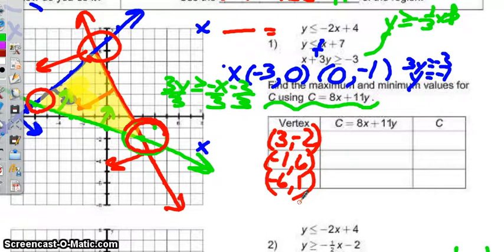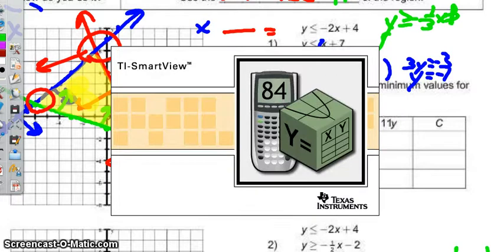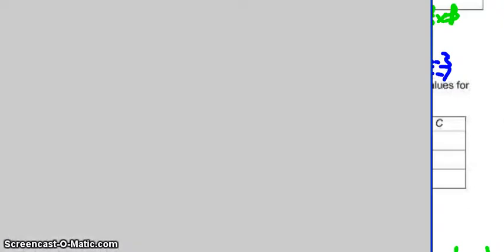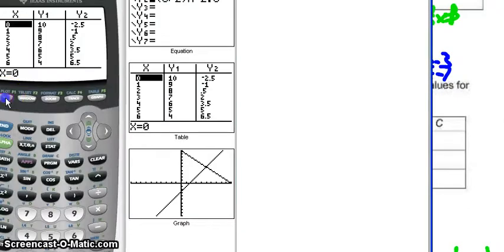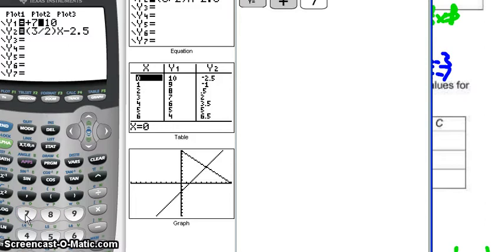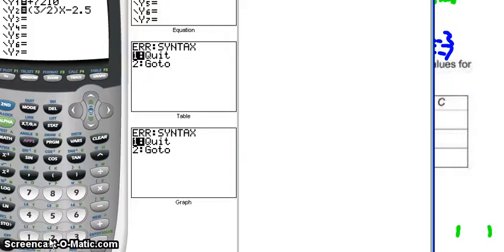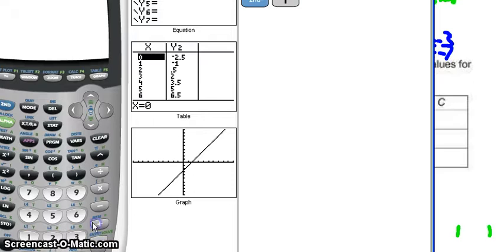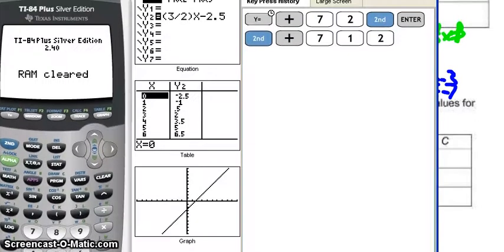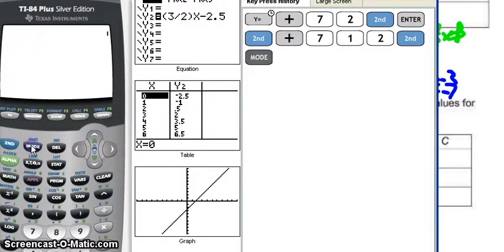So in my calculator, everybody turn your calculator on. I'm going to show you a little trick on the calculator. You are going to take your points. Come on, calculator. I'm going to reset, second plus 7, 1, 2. Did that work? No. One more time. Second plus 712. All right. So in my calculator, I am going to go to your home screen so I can quit.